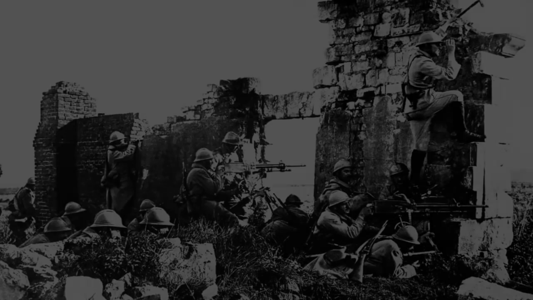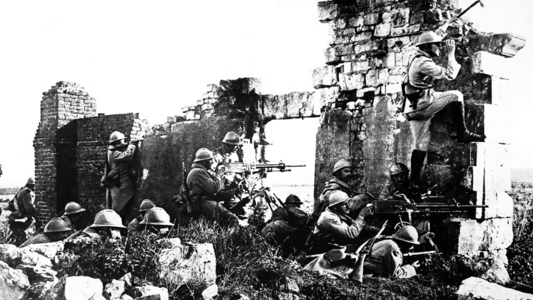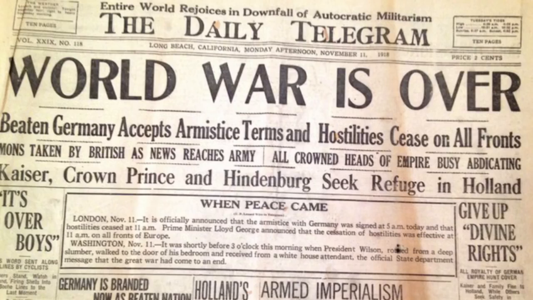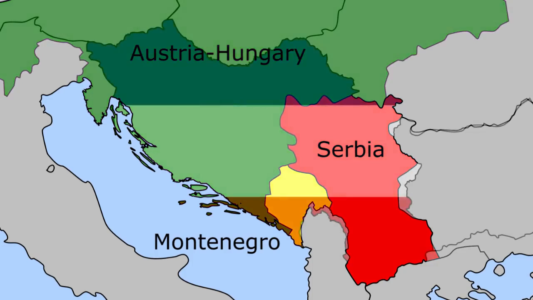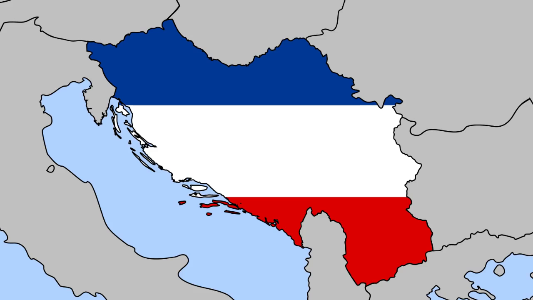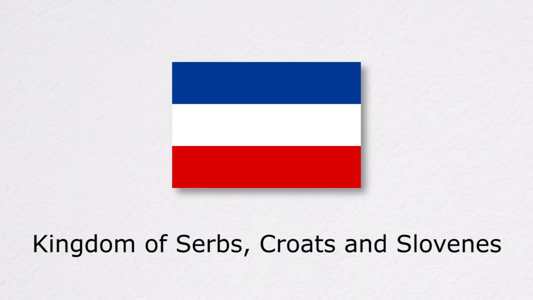Well, before we look at why it split up, let's first look at how it came to be. For this, we need to go back to 1918 and the end of World War I. Yugoslavia was created from the Kingdom of Serbia, the Kingdom of Montenegro, and what used to be territories of the Austro-Hungarian Empire. The country was originally called the Kingdom of Serbs, Croats and Slovenes, but later changed its name to the Kingdom of Yugoslavia.